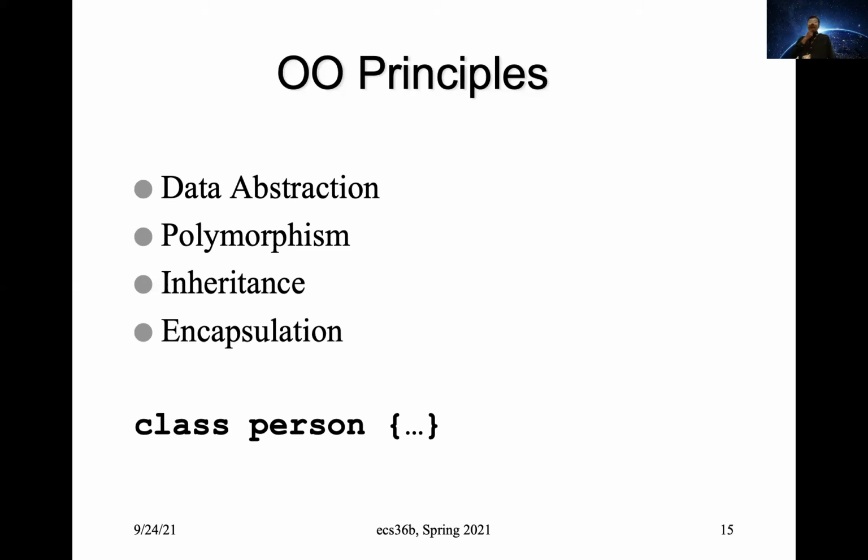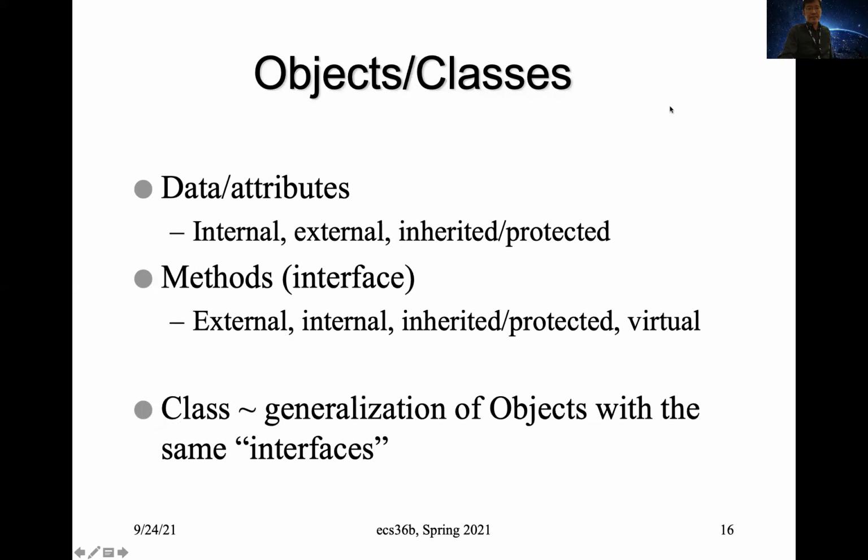So I'm going to talk about the first principle, which we sometimes call data abstraction. And in C++, we call that a class. How do I define a class? So what is a class? A class looks like this.